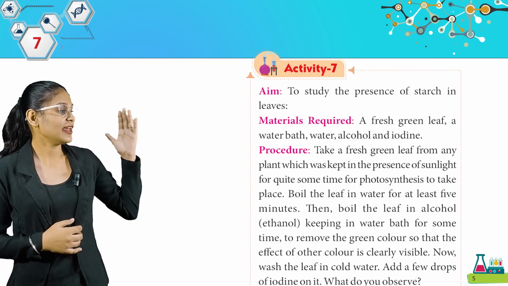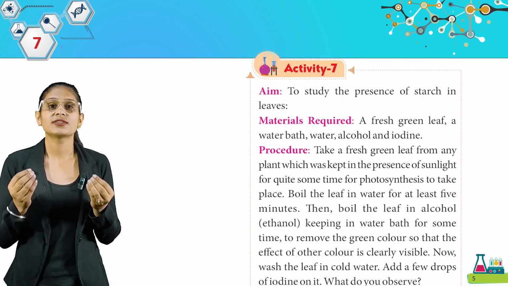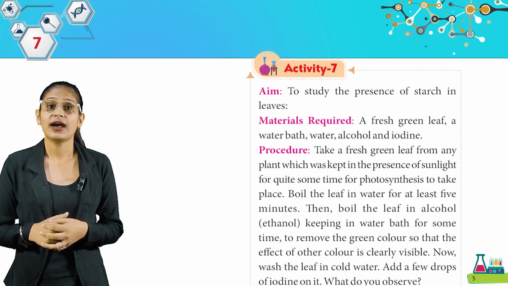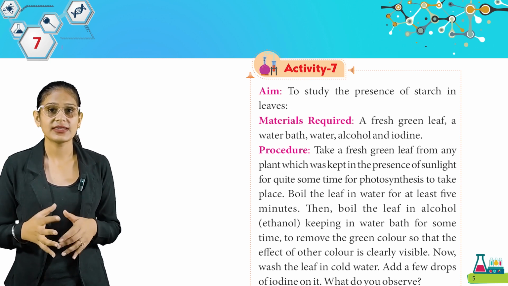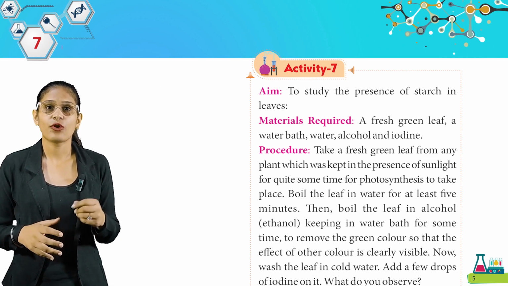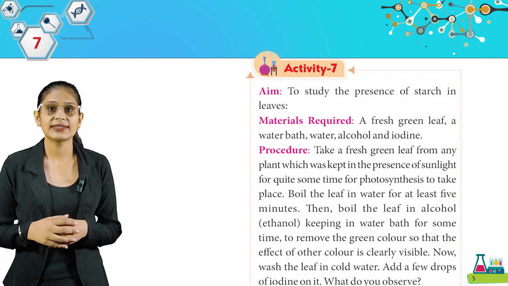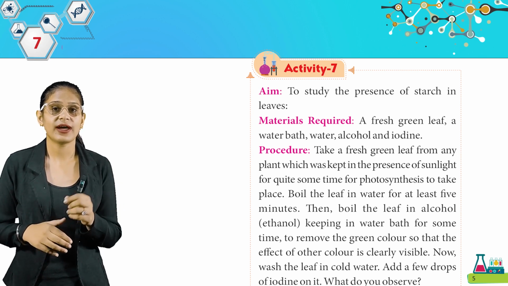Here we have activity 7. Aim: to study the presence of starch in leaves. Materials required: a fresh green leaf, a water bath, water, alcohol and iodine. Procedure: take a fresh green leaf from any plant which was kept in sunlight for quite some time for photosynthesis. Then boil the leaf in water for at least 5 minutes.